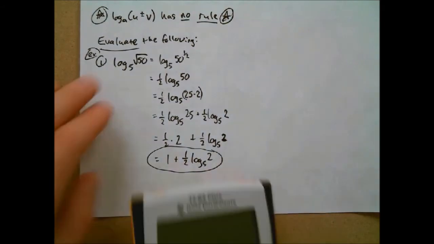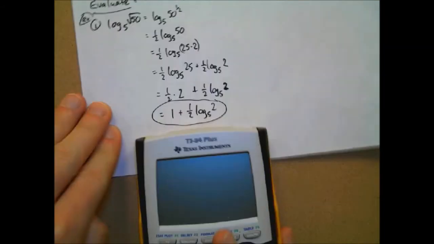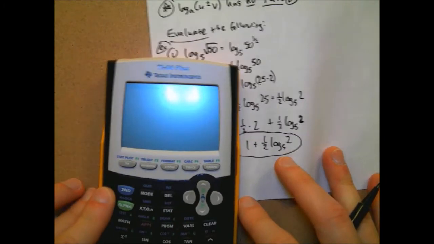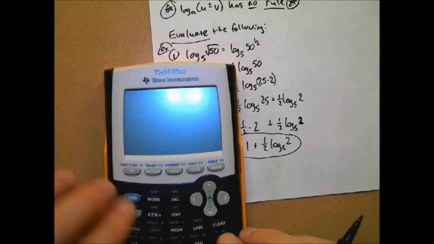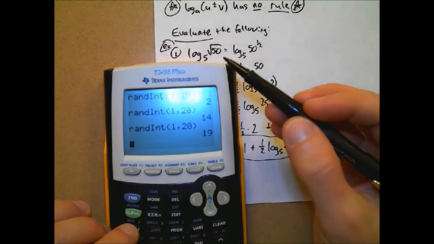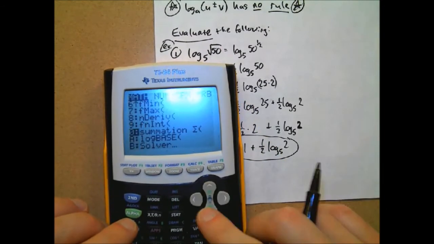Okay, if we want to check ourselves, well, if you have the calculator that has the log base on it, then it's pretty easy to check yourself. If you don't have a calculator with the log base, we don't really know how to do a log base 5 if you don't have the log base command. All right, but I'll show you what we're going to do later.